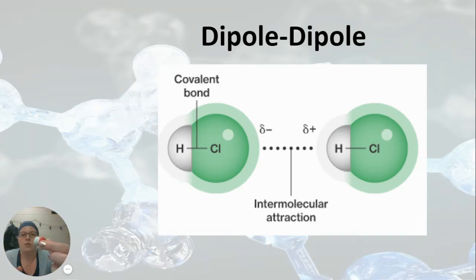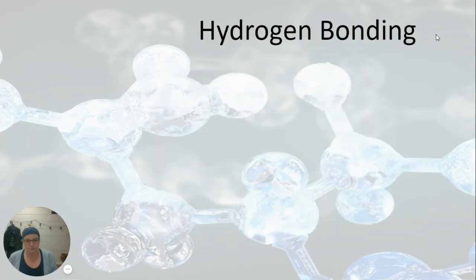So keep in mind, the white is partially positive. If I look at how these are attracted to each other, the partial negative of one is attracted to the partial positive of the other. And the intermolecular force is that magnetic attraction that you are seeing there, okay? So an intermolecular force, again, is between 2 molecules. It's not the bond that you are seeing.